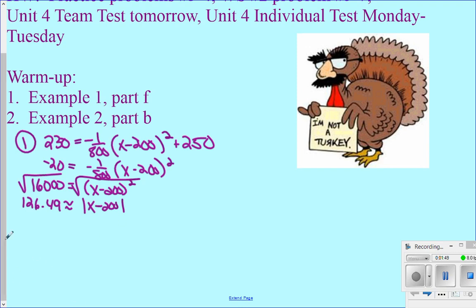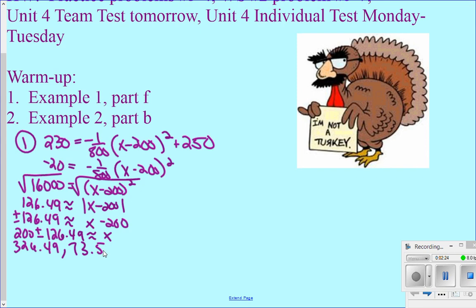So in order to get rid of the absolute value, I'm going to make my solutions plus or minus, and then I will add 200 to both sides. So 200 plus or minus 126.49 will give me the approximate solutions for x. And when I add 200 to 126.49 and subtract 126.49 from 200, I get 326.49 and 73.51, which are my approximate x values.